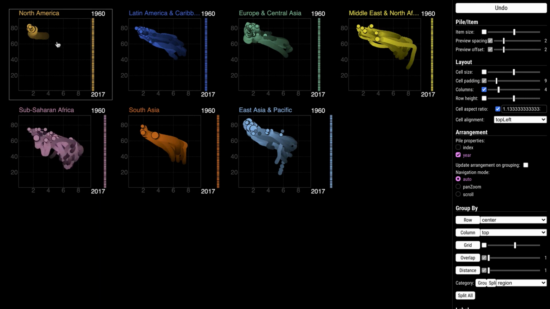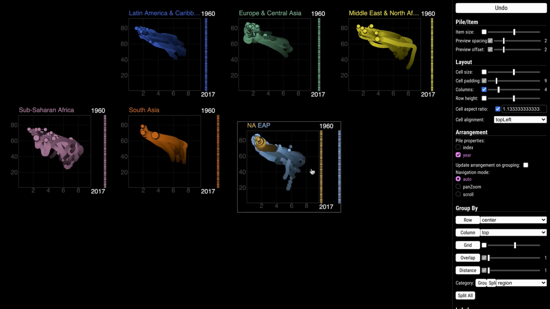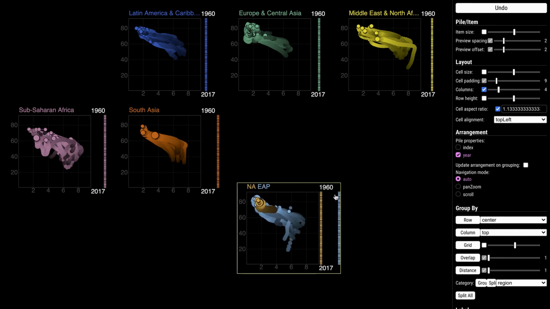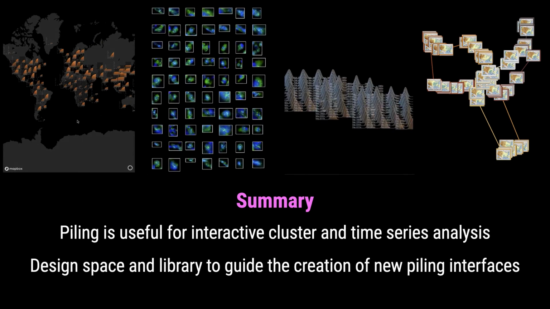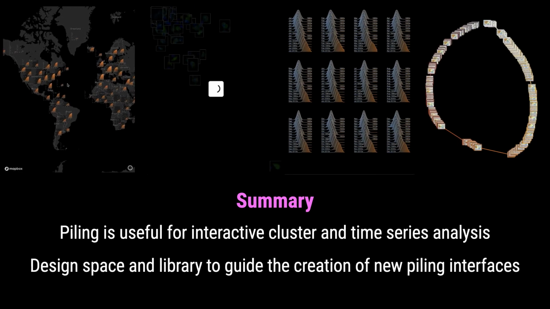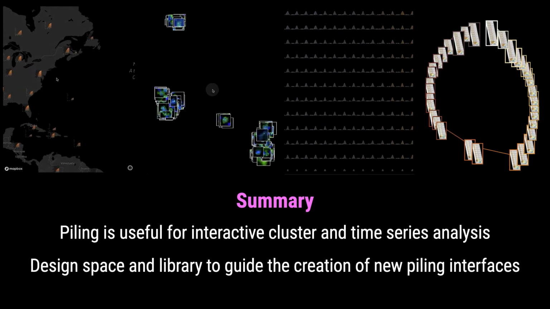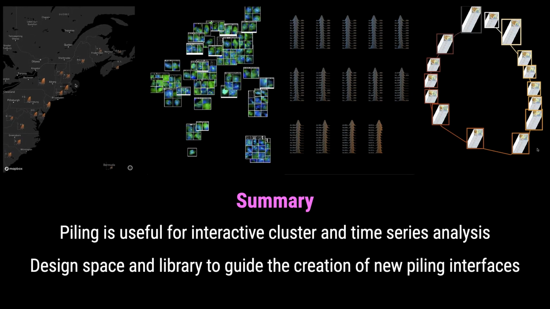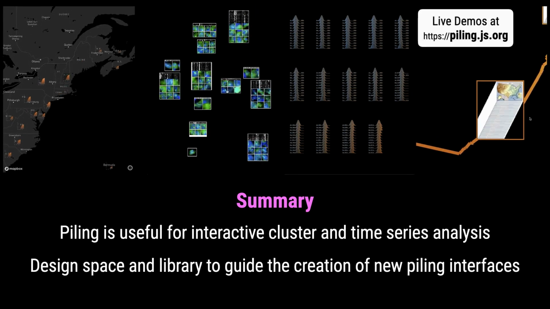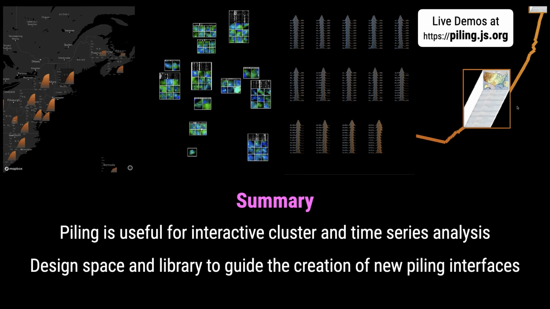And finally, we can compare pairs of regions through manual grouping. In this example, we can see the remarkable catching up of countries in East Asia, shown here in blue, compared to the United States and Canada, which are shown in yellow. In total, we have evaluated visual piling with 8 different use cases, including examples from machine learning, immunofluorescent microscopy, genomics, public health, and geography. For details, please refer to our paper and explore the examples yourself online.